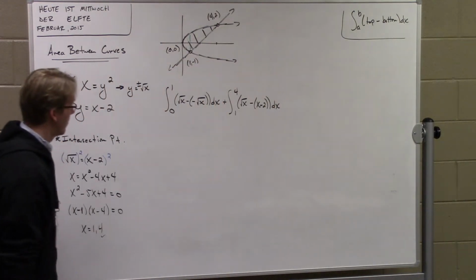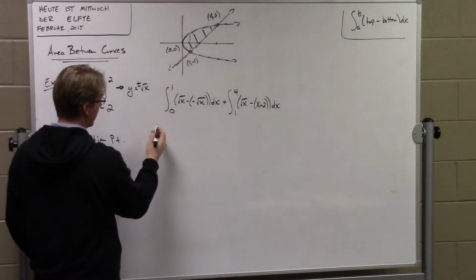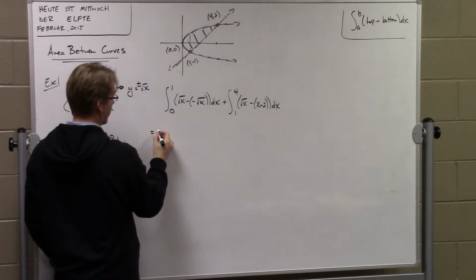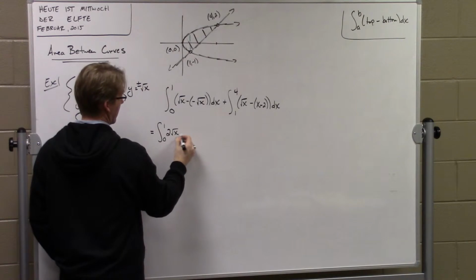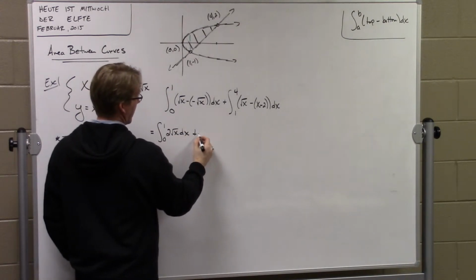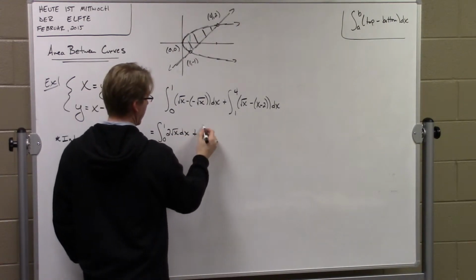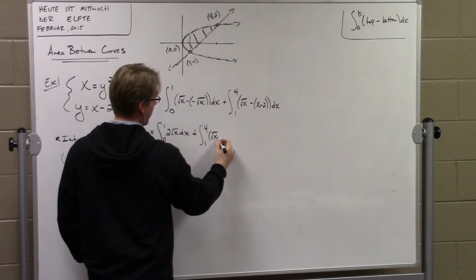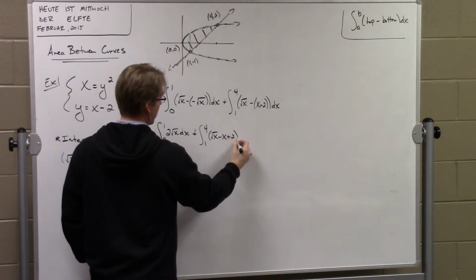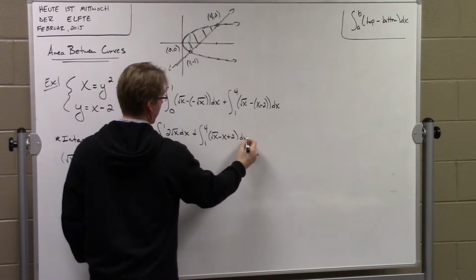Okay, let's rock and roll. I would clean it up just a little bit. We got from 0 to 1, this is going to be 2 roots of x, dx. This one, you really can't do much cleanup on it. You've got root of x minus x plus 2. That's about as good as I can make it.